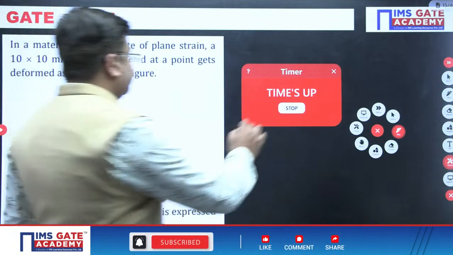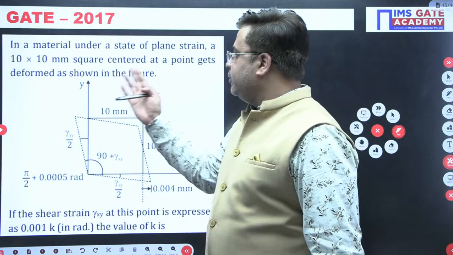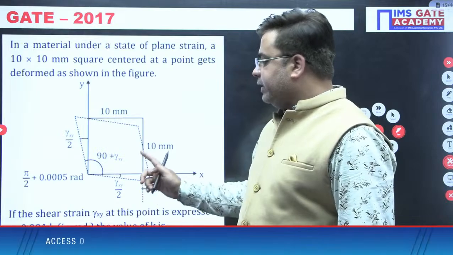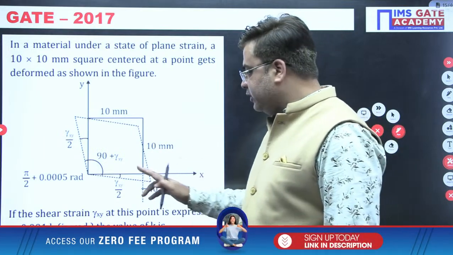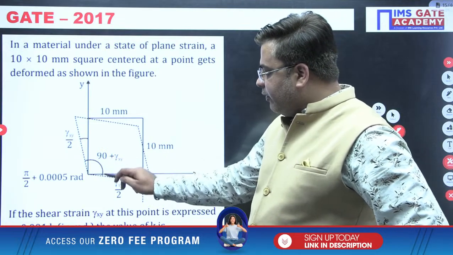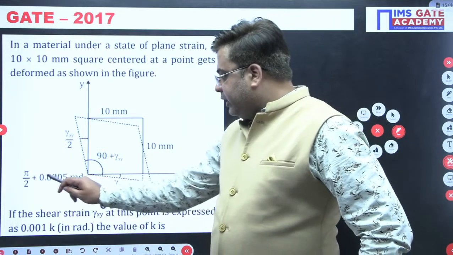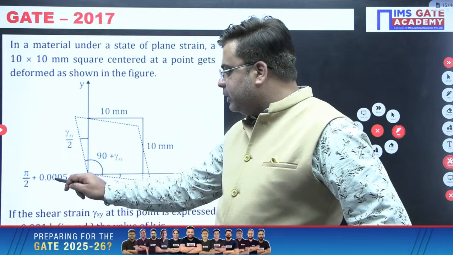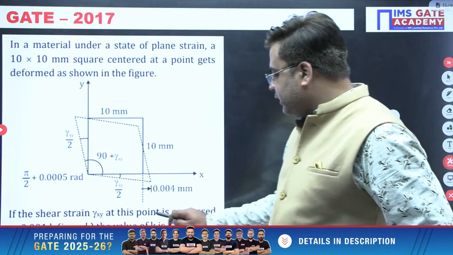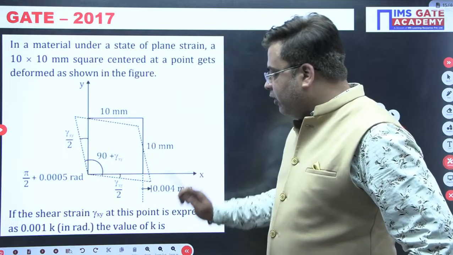So the question is saying, in a material under a state of plane strain, a 10 by 10 mm square centered at a point gets deformed as shown in the figure. So you have this plane lamina which is subjected to shear stresses, and due to that you get this kind of deformation, right? The internal angle here will be 90 plus phi xy, which they say is equal to pi by 2 plus 0.0005 radians. If the shear strain phi xy at this point is expressed as 0.001 K, then the value of K is?